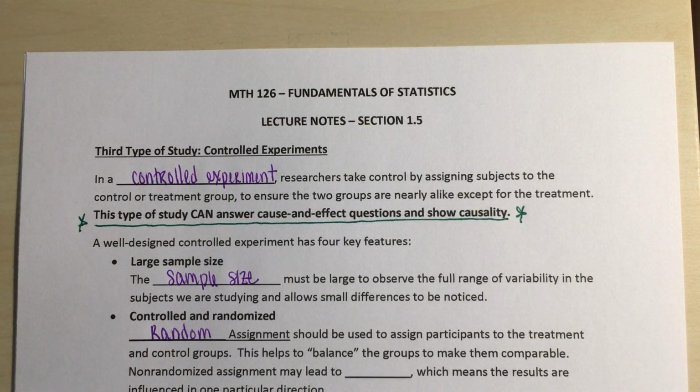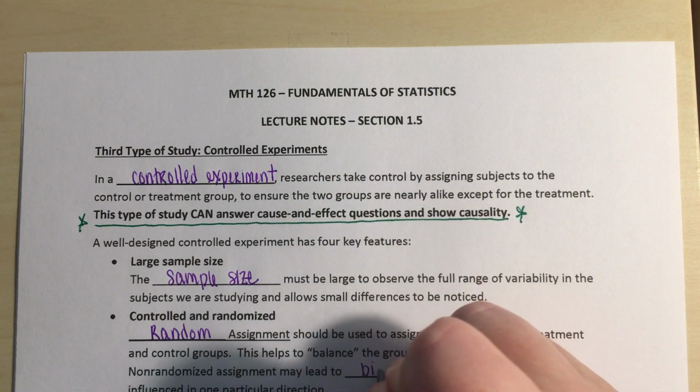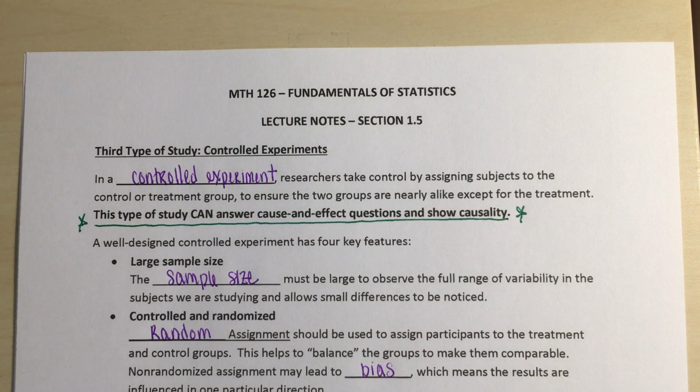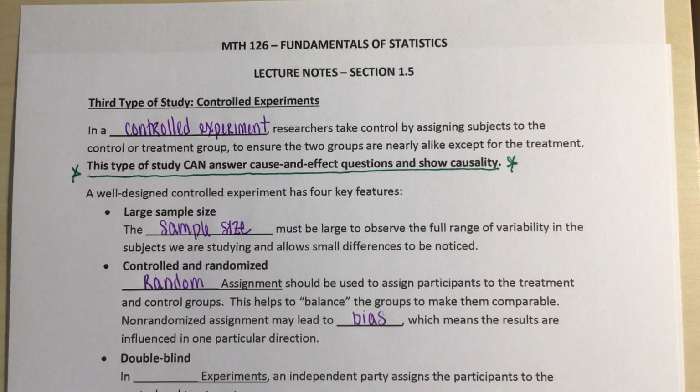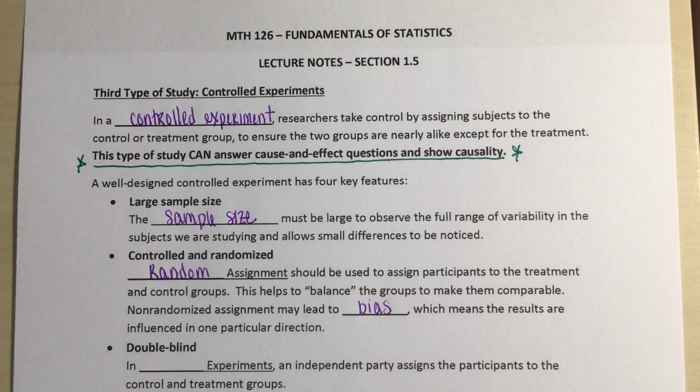Non-randomized assignment may lead to bias, right? Which means the results are influenced in one particular direction. The idea of the word random is going to show up as we continue to go throughout the semester, and so is the idea of bias. Right? So we want to make sure that we use random assignment in a well-designed controlled experiment.